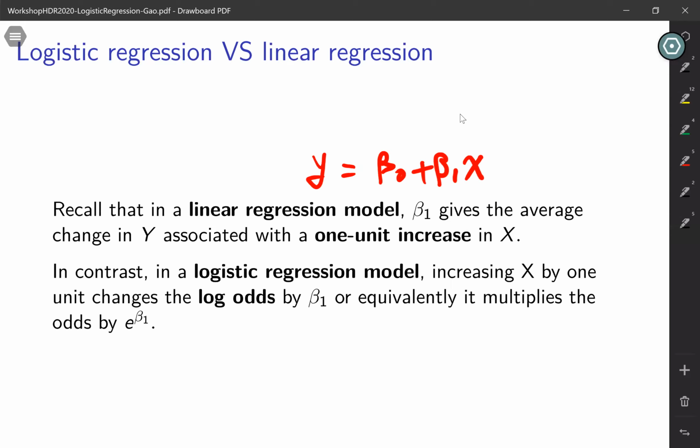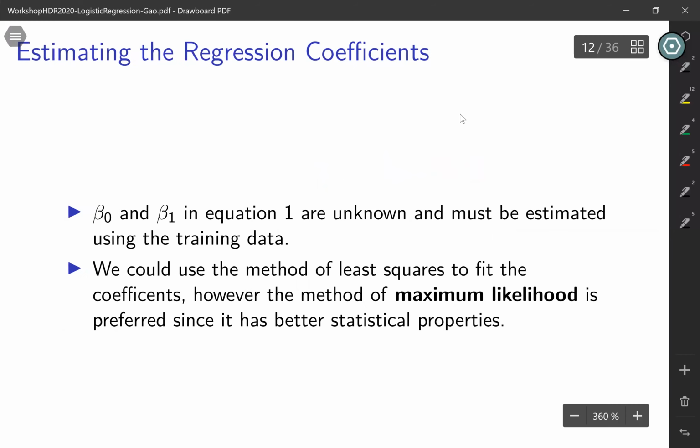Okay, so now I just want you to pay attention that you cannot directly interpret those betas the way that we interpret betas of ordinary linear regression models. All right. Now we already know how we got these betas. Like I said, we can use maximum likelihood to estimate the betas, but here, due to the limited time, I'm not going to go into the details of how to use maximum likelihood.